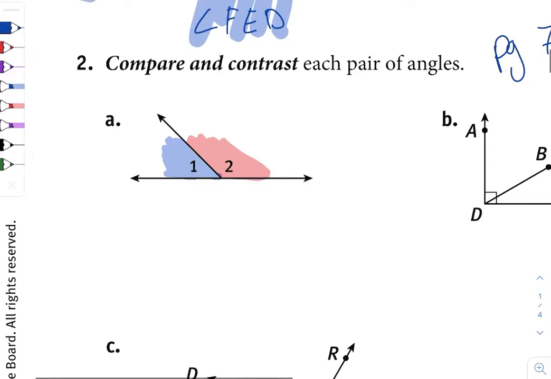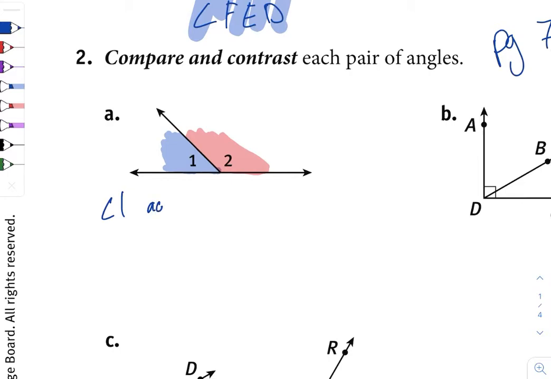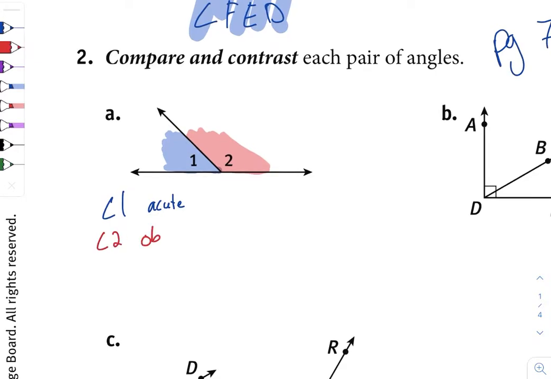In this case, angle 1 is acute. Angle 2 is obtuse. So that's something that we can take a look at. They are adjacent angles because they share a side and a vertex. Right here they share this middle ray as a side and the vertex where it connects to the other line here. So they are adjacent angles.